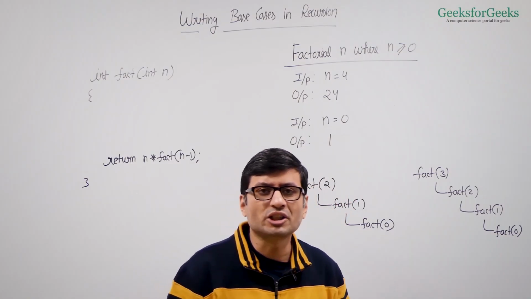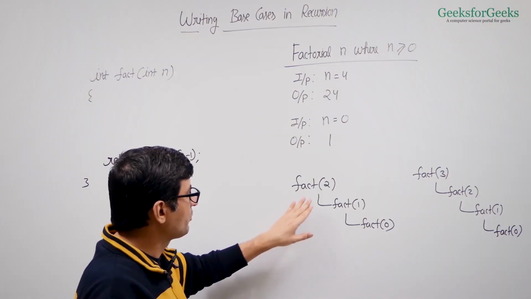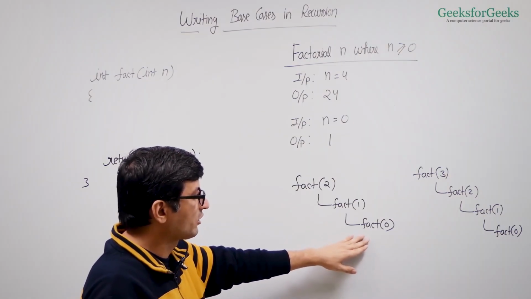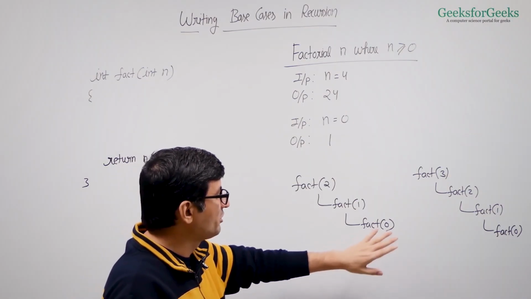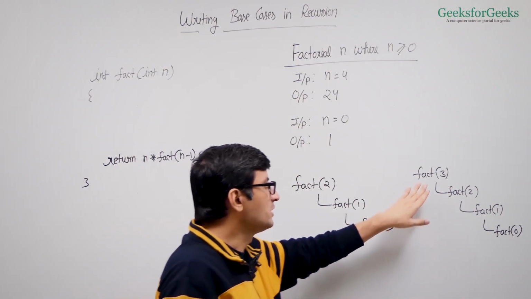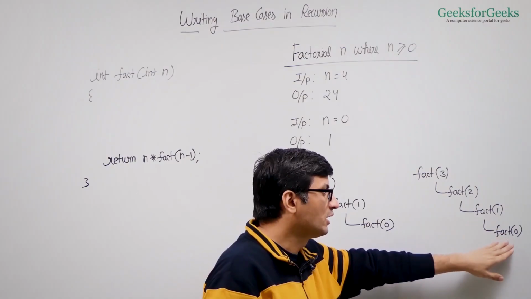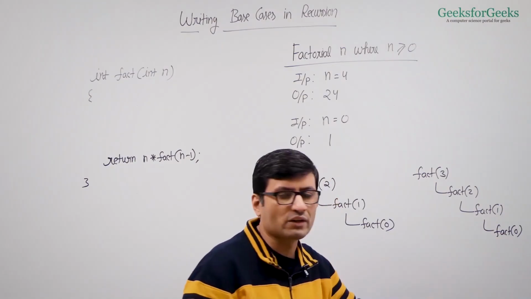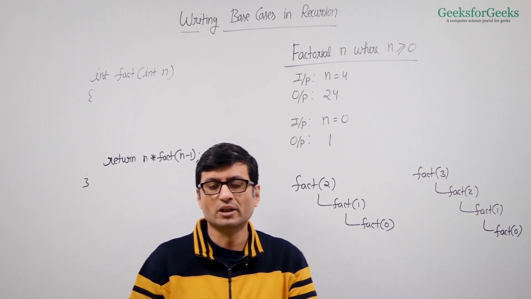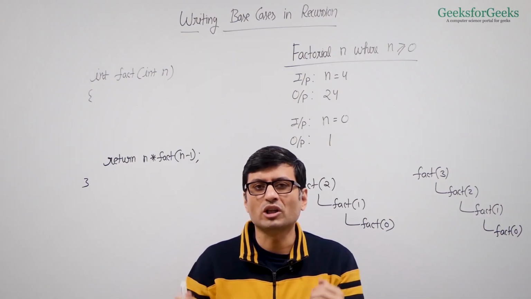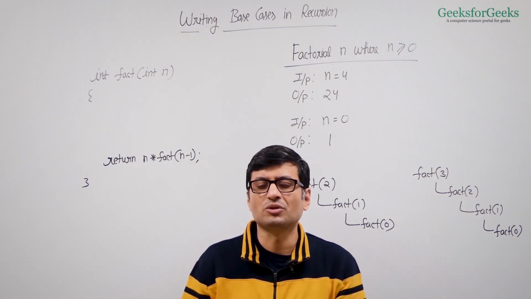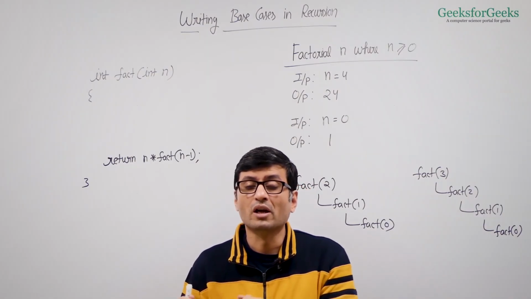If we see the recursion tree for factorial 2, we call for factorial 1, then call for factorial 0, and after 0 we cannot break it further. If we see for factorial 3, we come to factorial 2, come to factorial 1, then call for factorial 0, and after that we cannot break it further. So 0 is the smallest possible value after which you do not break it further.